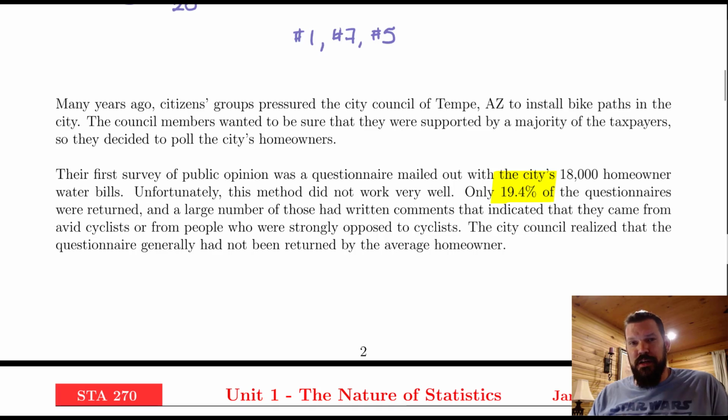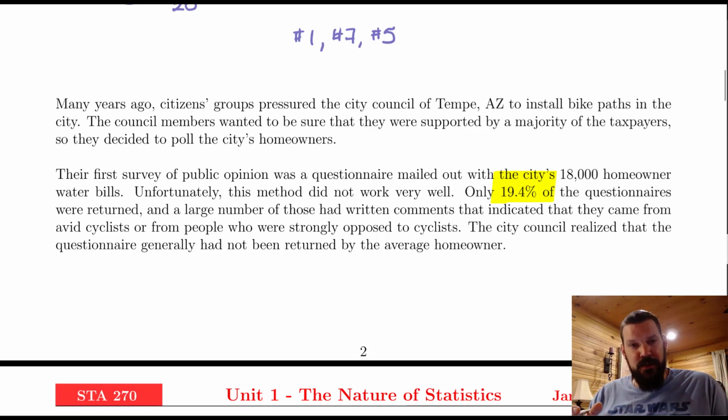And the majority of those that were returned were in favor of the bike path. Because, again, if it were me and I really wanted to have a bike path in my hometown, I would definitely respond to that survey and I would say, yes, I absolutely want this bike path, and I would send it back. If I was indifferent, I would just throw the questionnaire away and I wouldn't worry about it. And if I was adamantly opposed, then I would probably respond as well. So that's what they ended up with.